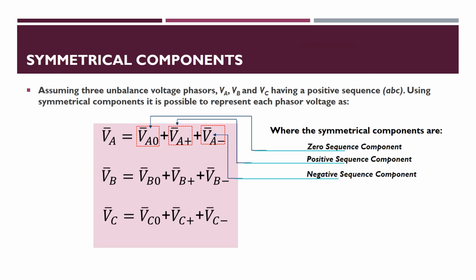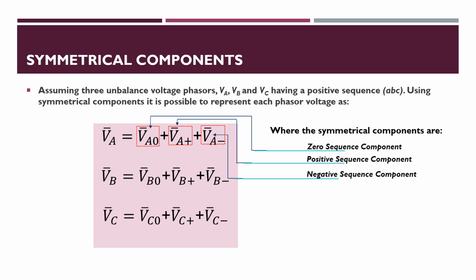Alright, here you see, assuming the three unbalanced voltage phases are VA, VB, VC, having the positive sequence ABC, and using the symmetrical components, it is possible to represent each phase voltage as VA equal to VA0 plus VA plus plus VA minus. Similarly, VB and VC can be represented as below. Here VA0, VB0, VC0 are the zero sequence components, equal in magnitude as well as phase angle.